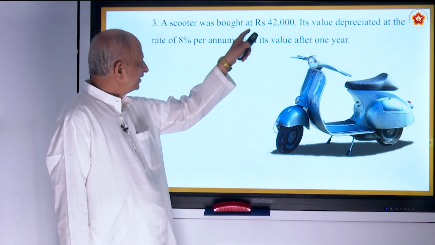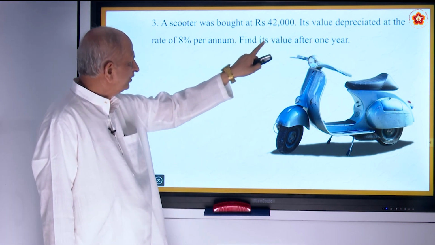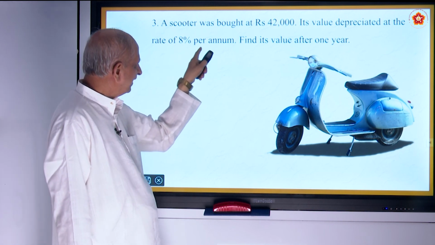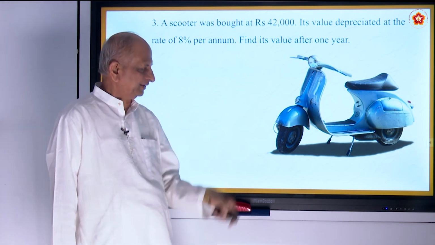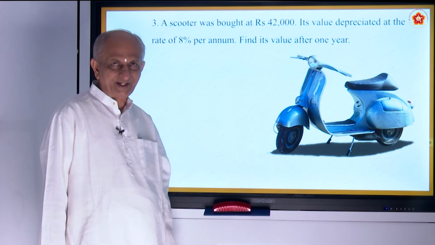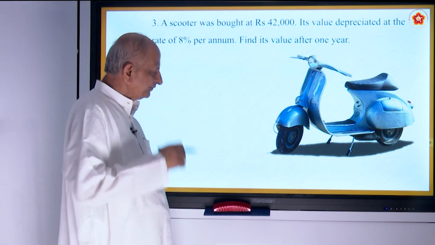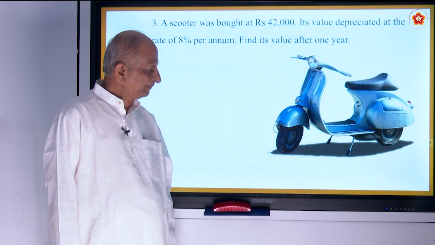So it was bought for rupees 42,000 and its value depreciates at the rate of 8% per annum. Find its value after 1 year. Depreciated. So depreciation means reduced. You have to use the minus formula. Correct?